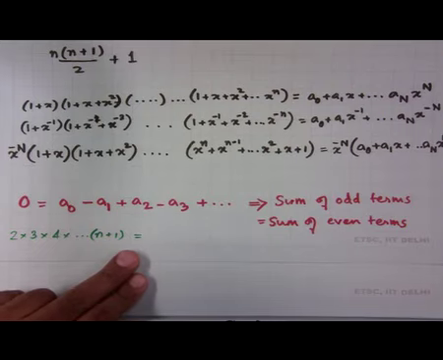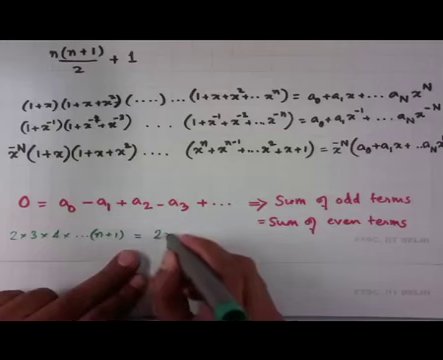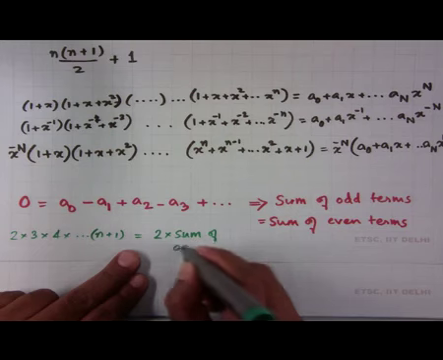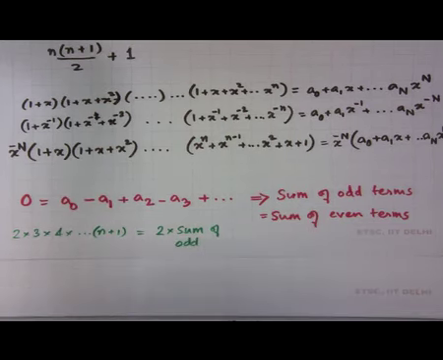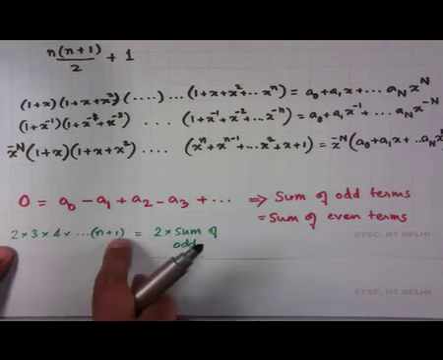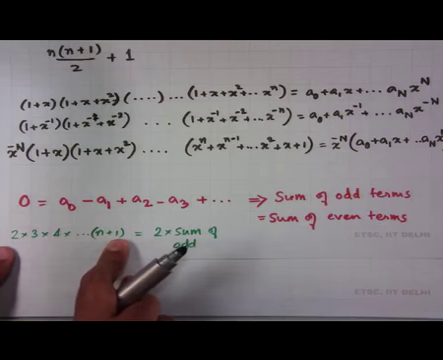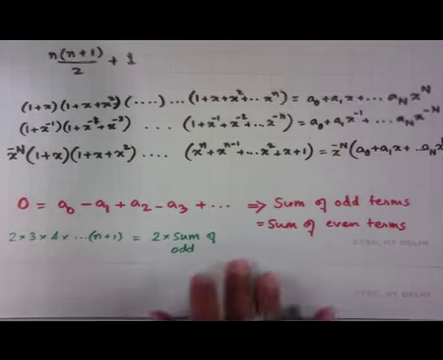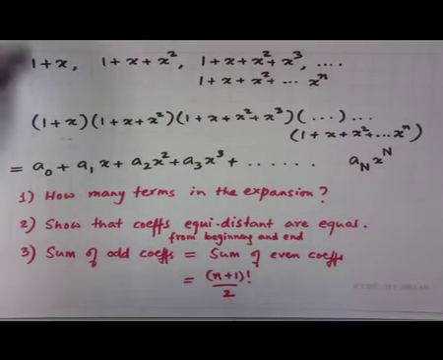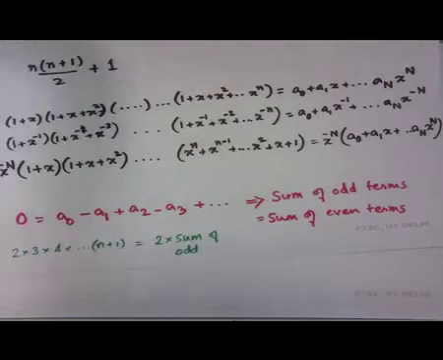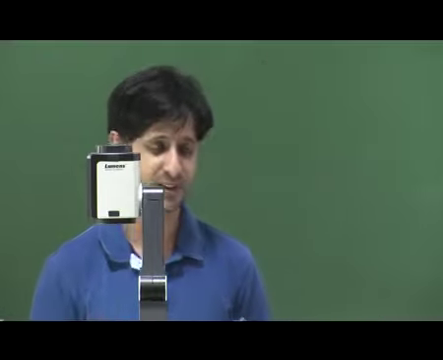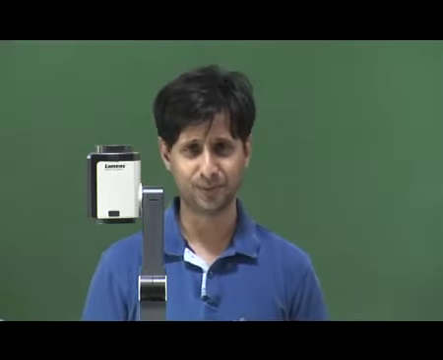So, 2 times the sum of the odd terms. So, the sum of the odd terms is equal to this divided by 2, and what is this? This is (n plus 1) factorial. So, there you have your answer, (n plus 1) factorial by 2.